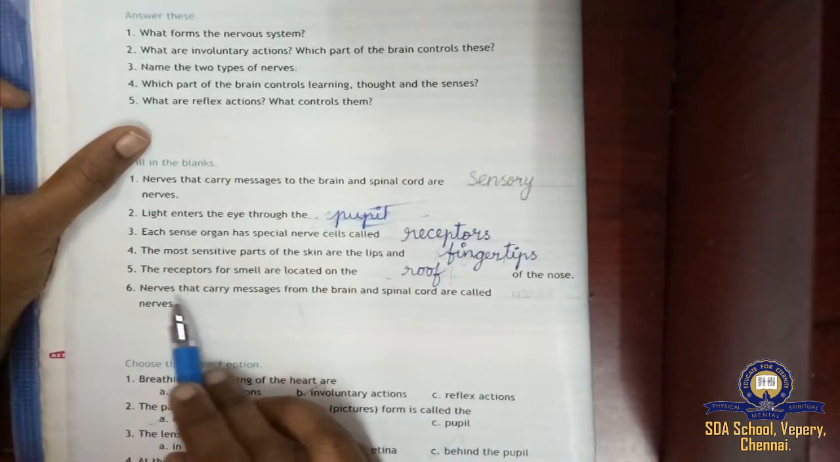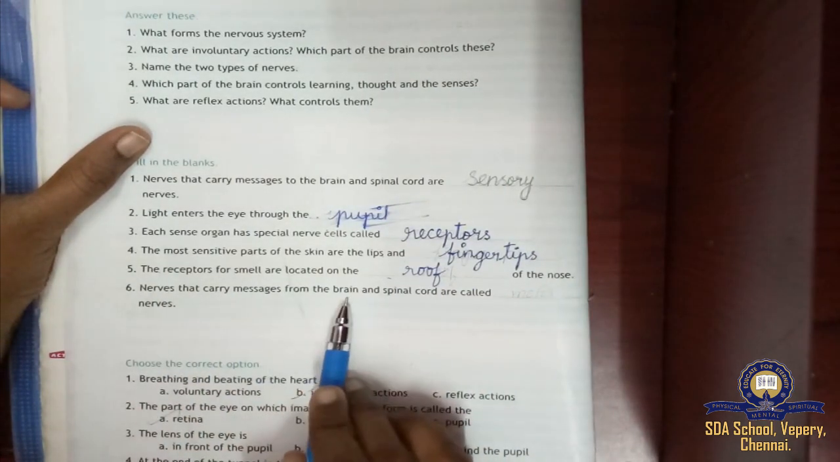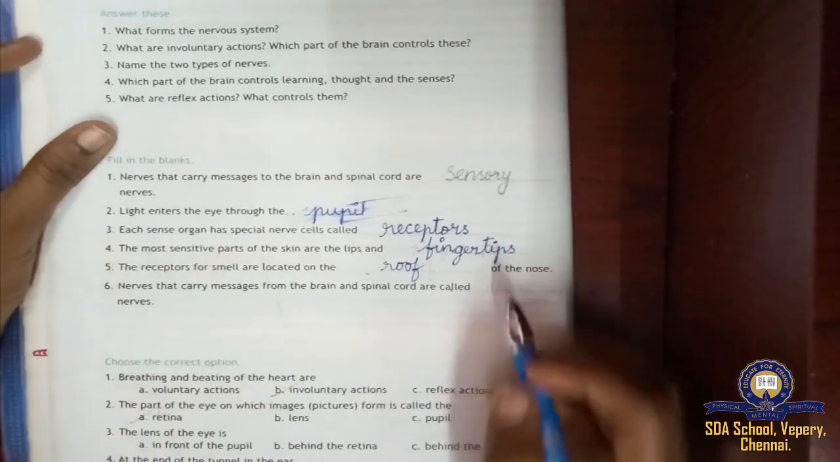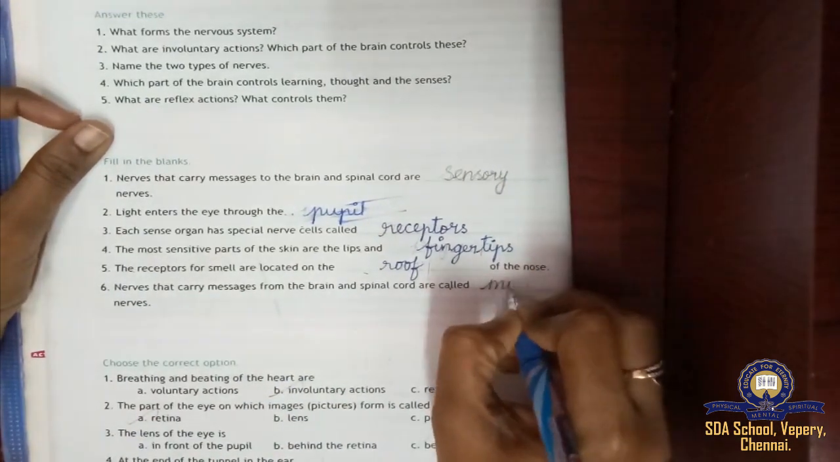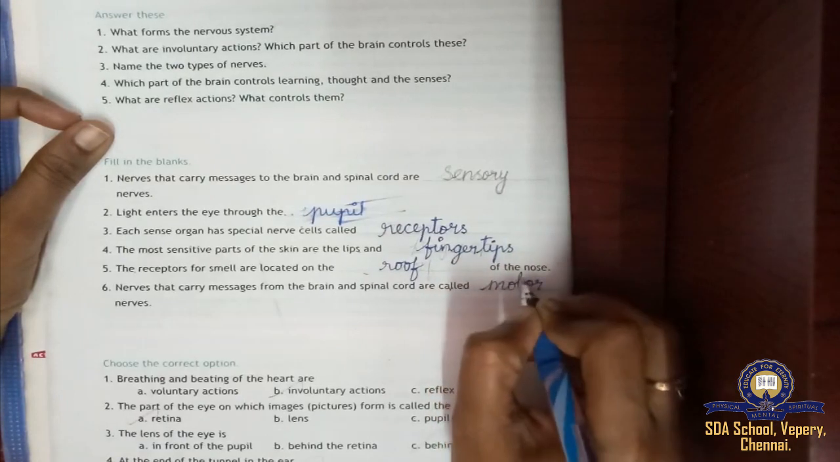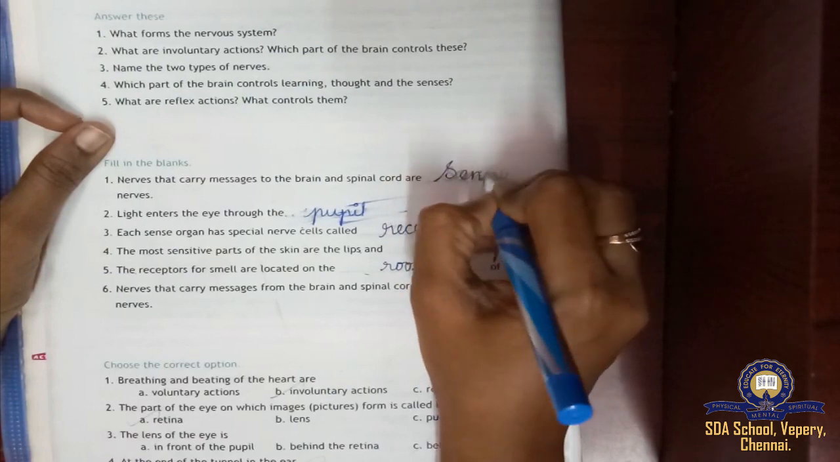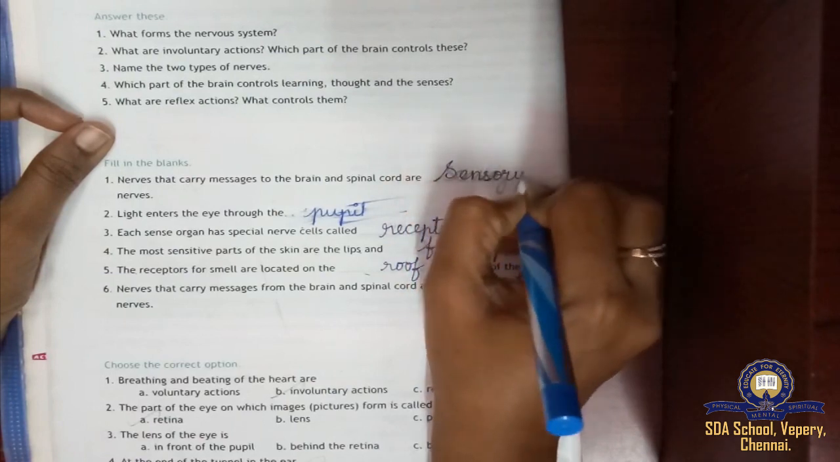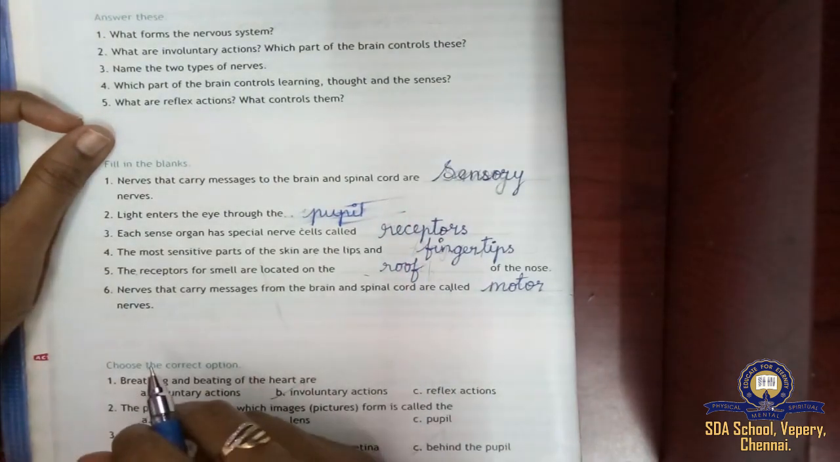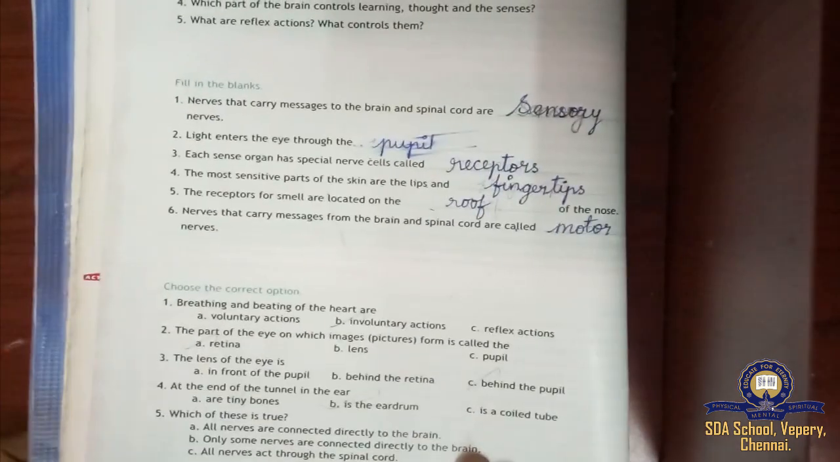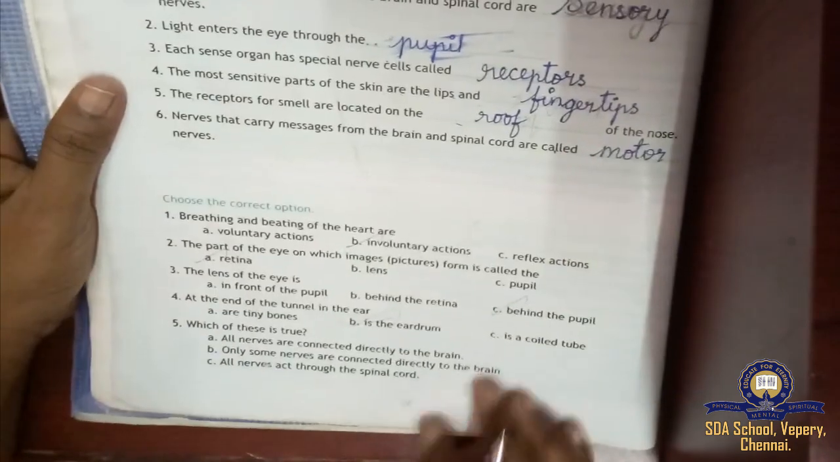Then nerves that carry messages from the brain and spinal cord are called motor nerves. From means motor. To means sensory, S-E-N-S-O-R-Y. Sensory and then motor. Next, choose the correct options.